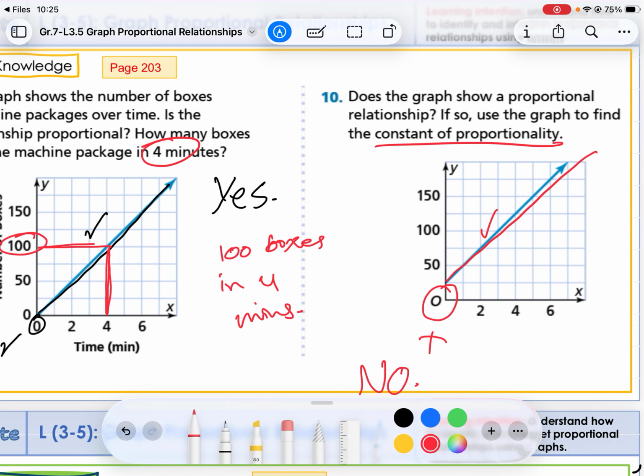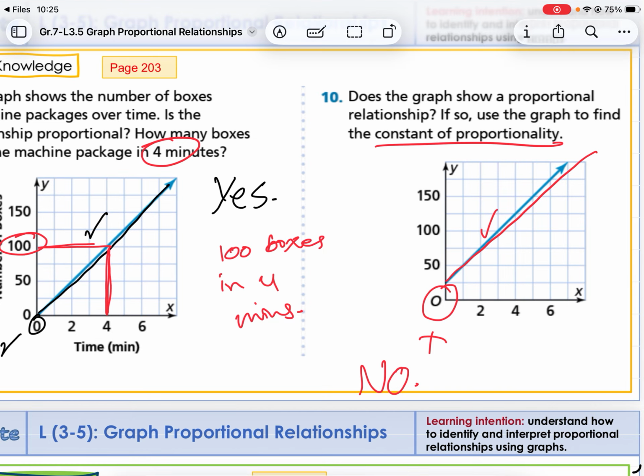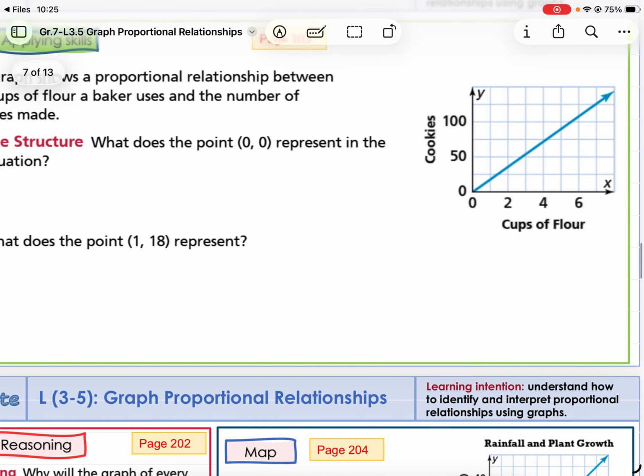Definitely not. You will not have a constant of proportionality because it's not proportional. Okay? So please guys, keep that in your mind. If the relationship is not proportional, you cannot get a constant of proportionality because it's not proportional. So there is no constant. Okay, so let's move on.